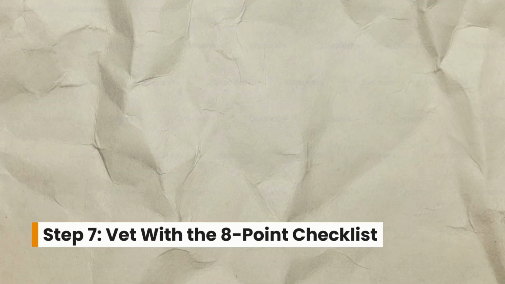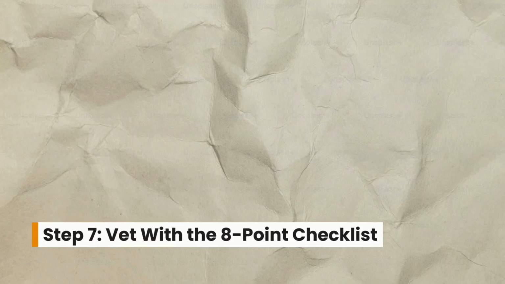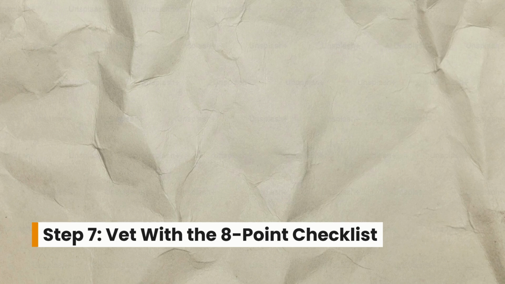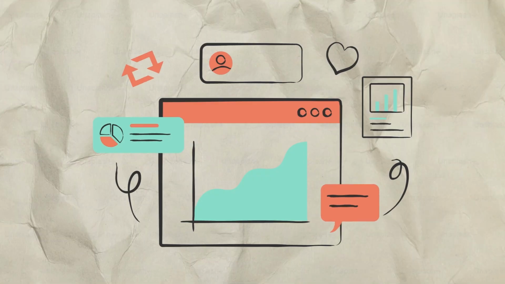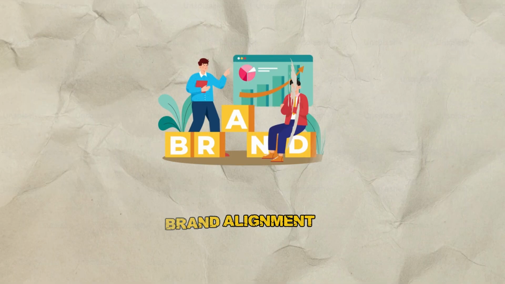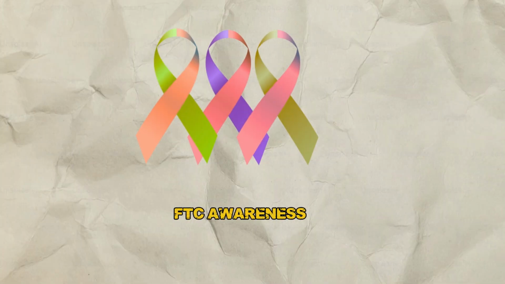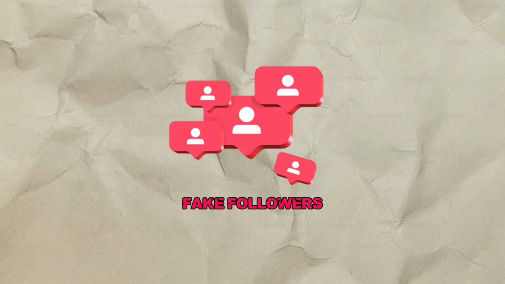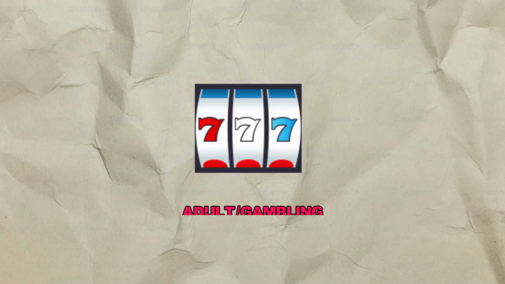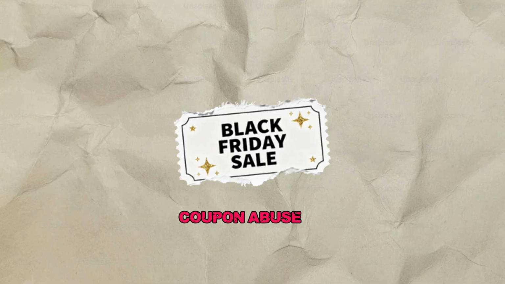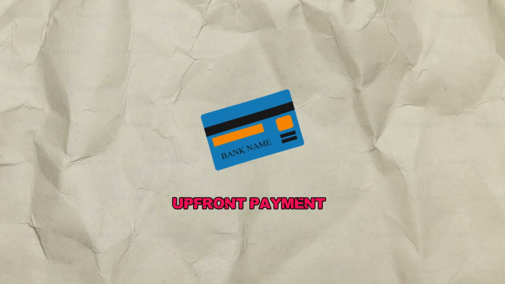Step 7. Vet with the 8-point checklist. Never auto-approve. Run every applicant through 8 checks. Audience relevance, content quality, engagement rate, posting frequency, brand alignment, follower authenticity, affiliate experience, FTC awareness. 5 red flags get an instant reject. Fake followers, spam content, adult or gambling sites, coupon abuse, and anyone asking for upfront payment.